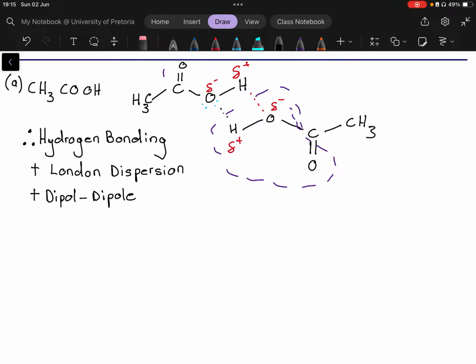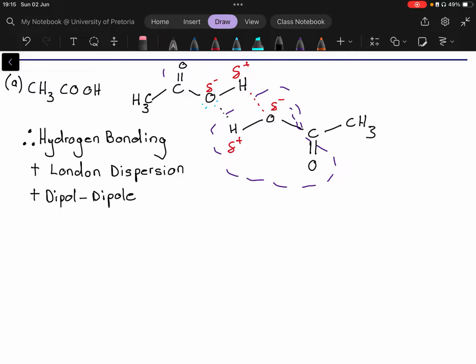And lastly, if we have a mixture, which is not the case here because there are no mixtures, then we can sometimes have dipole-induced dipole, because one thing can have a dipole and something else can have an induced dipole in a mixture.